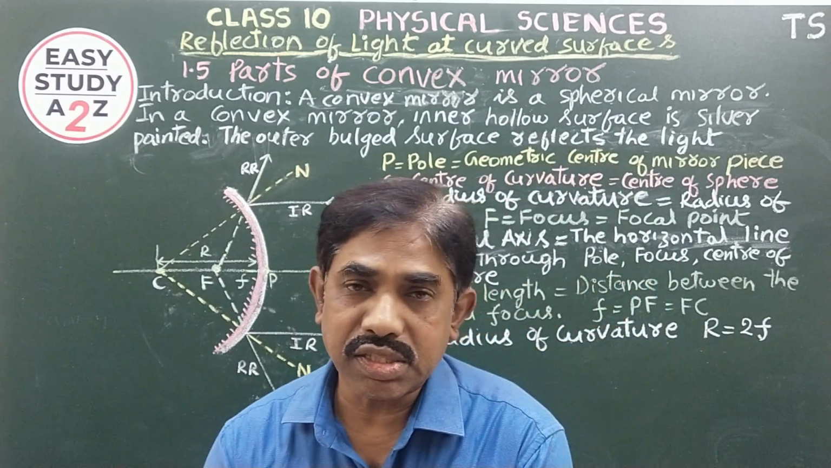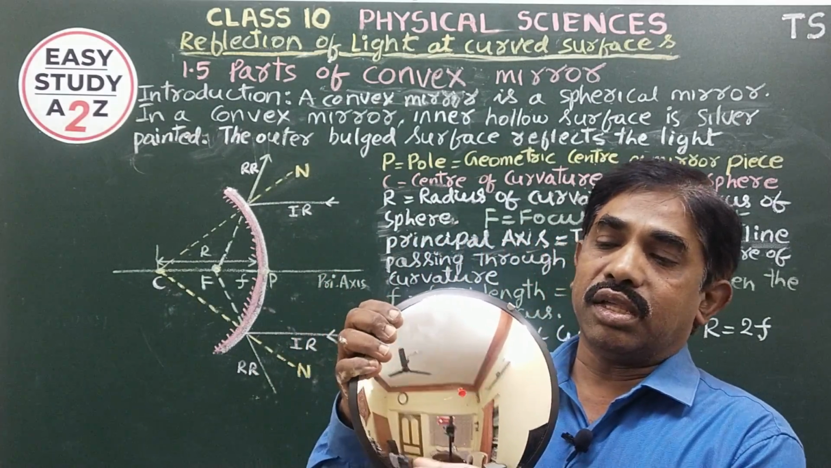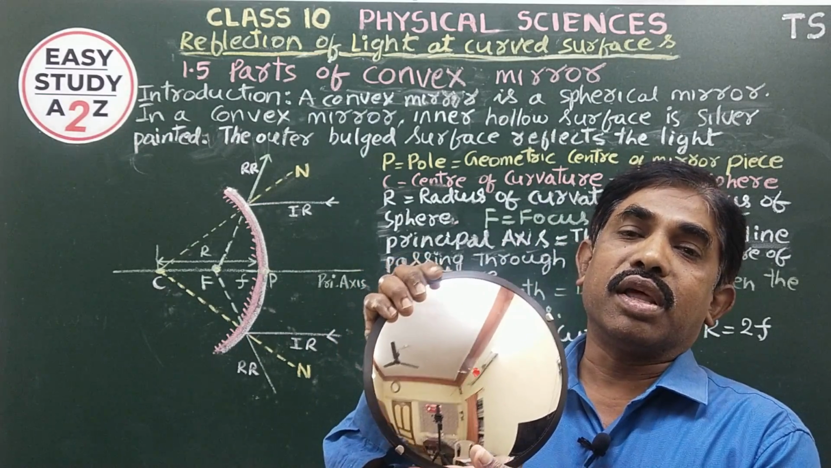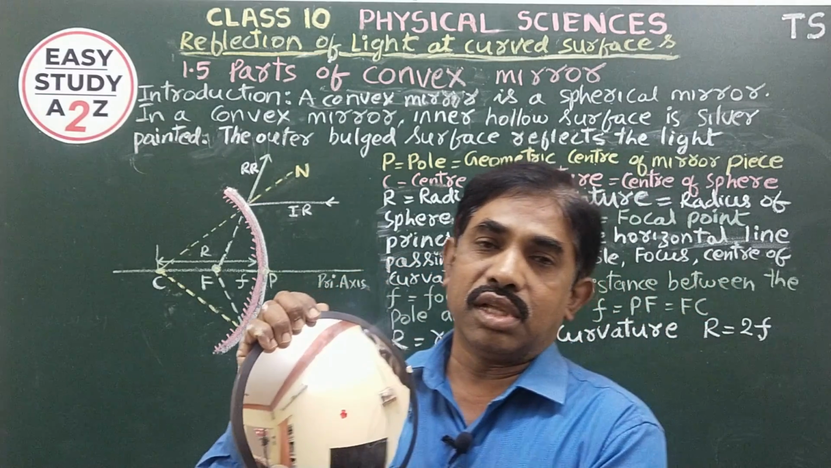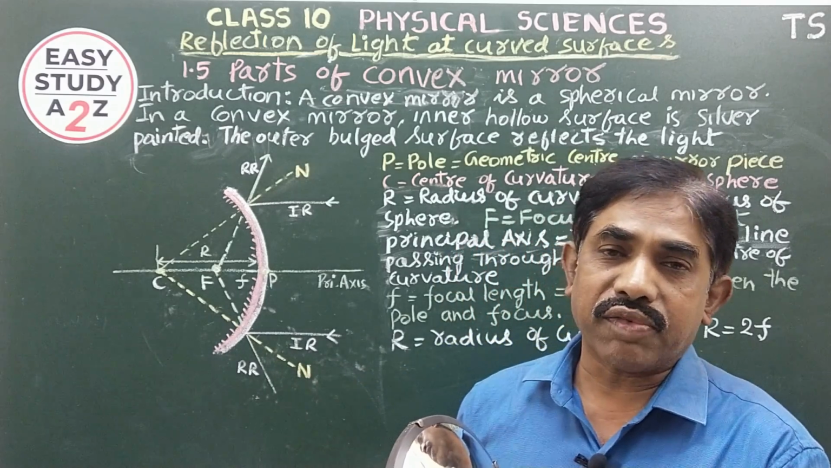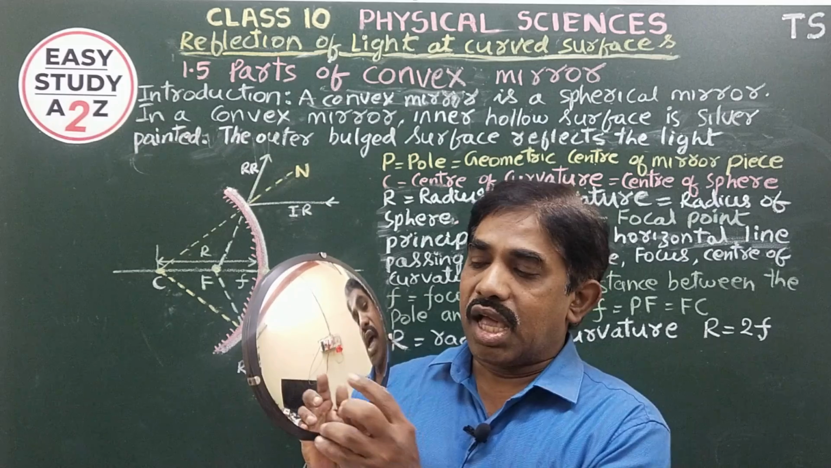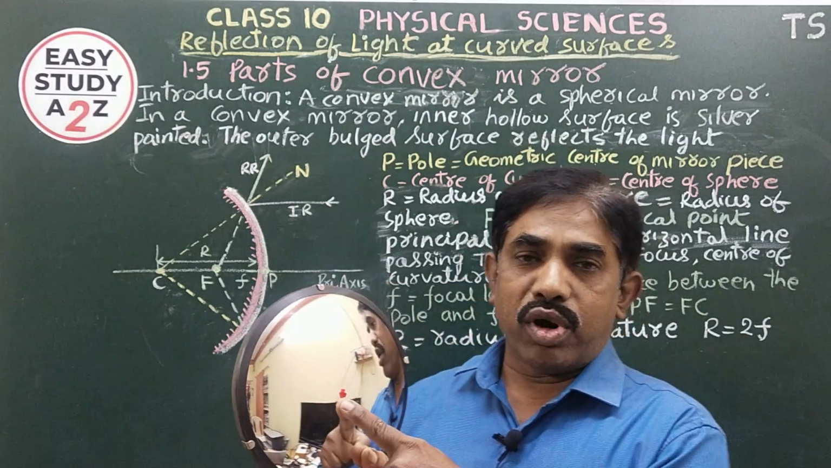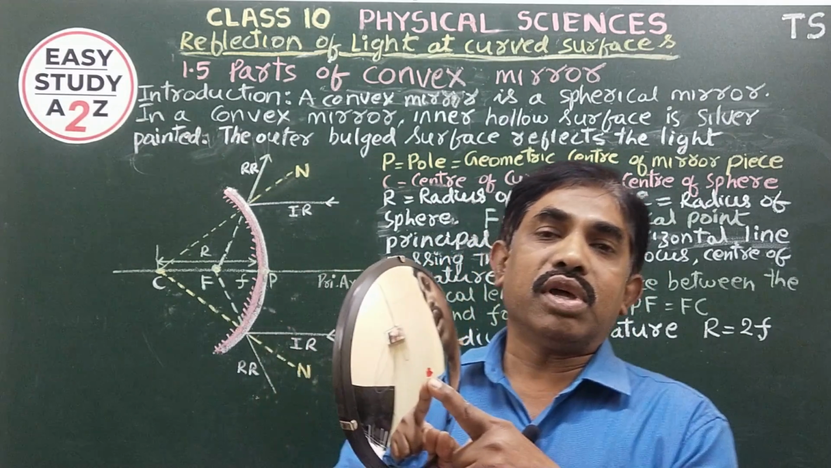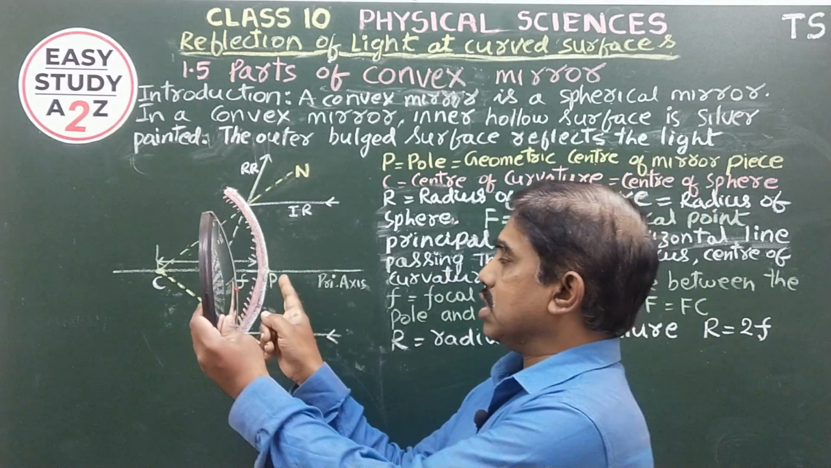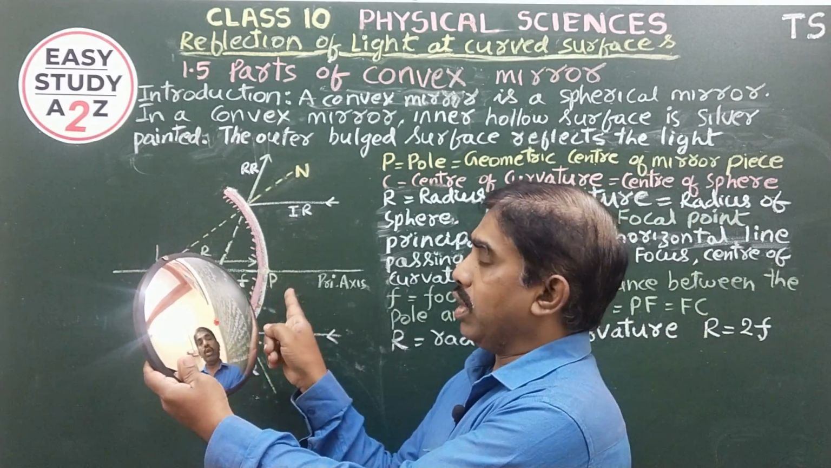Now I have one more example here. This is a convex mirror. The outer side is bulged. Now let us consider the parts of a convex mirror. This convex mirror piece has a midpoint and this midpoint is called the pole of the convex mirror. Here you can see the pole.